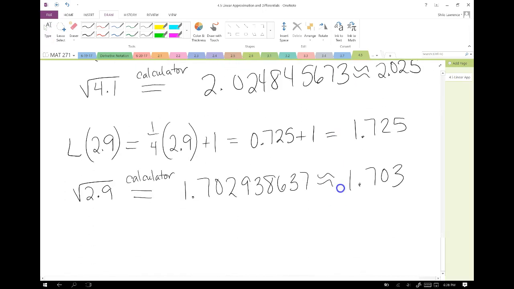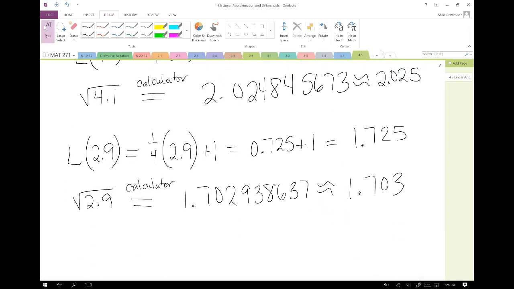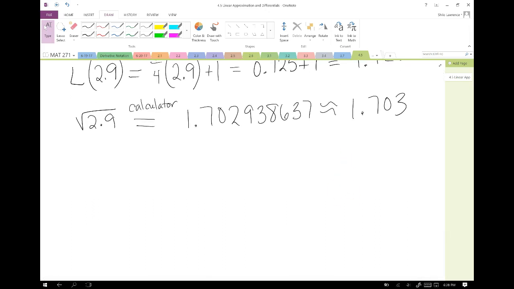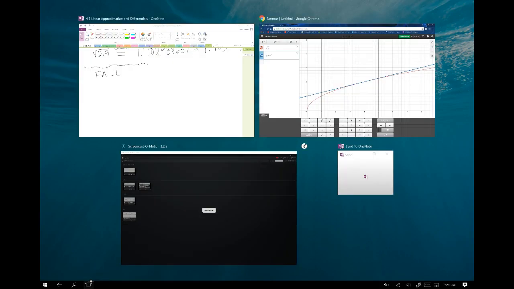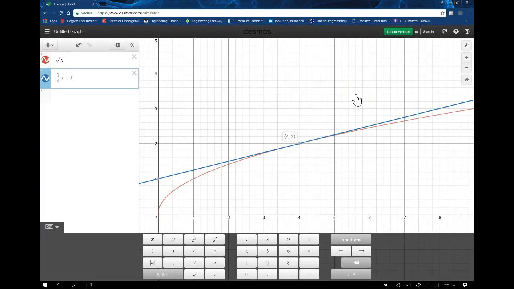Now, just to be crazy, I'm going to go really far away from 4 and show you how this can really fail. If I wanted to find, and I'm going to tell you this is a big fail. We don't want to do this. This is called extrapolation. When you try to use some data based on a specific point and use it to make predictions for something that's too far away.